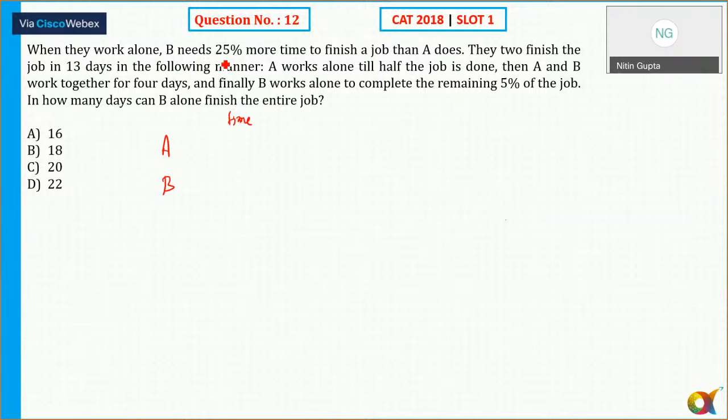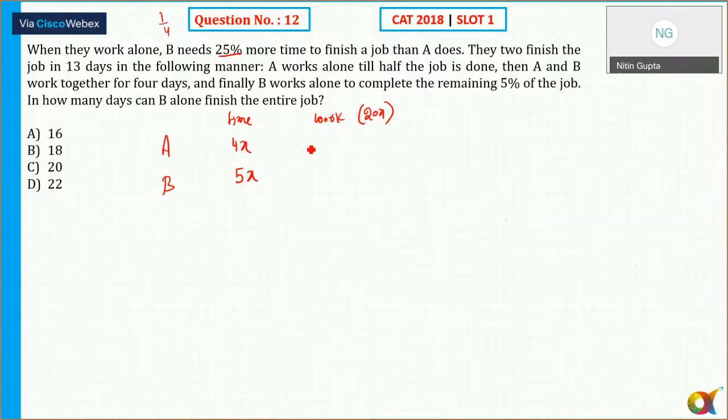B needs 25% more, meaning 1 by 4, 1 by 4 time extra. So if A takes a total time of 4x, B will take how much? That is 5x. Okay, 25% more. And the two finish the job in 13 days in the following manner. So what is the LCM of 4x and 5x? That is 20x. So let us assume the total work is 20x.